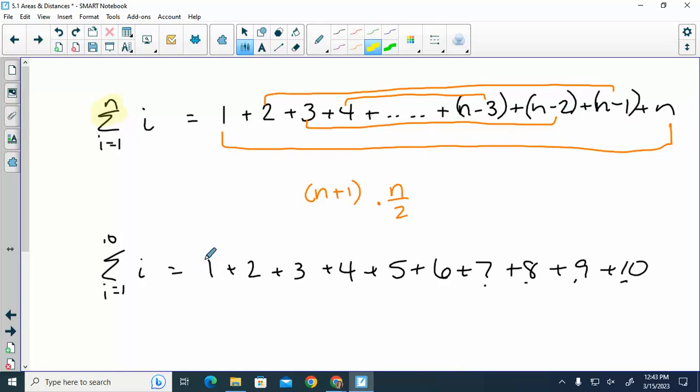Why would you just write 7, 8, 9, 10? Because the original problem I was telling you went up to n, not to 10. I wanted this formula to work whether I was adding up from 1 to 10, or 1 to 100, or 1 to 1,000. You just have to be able to use the formula. I'm just trying to show you where it came from, so you didn't think I just made it up.